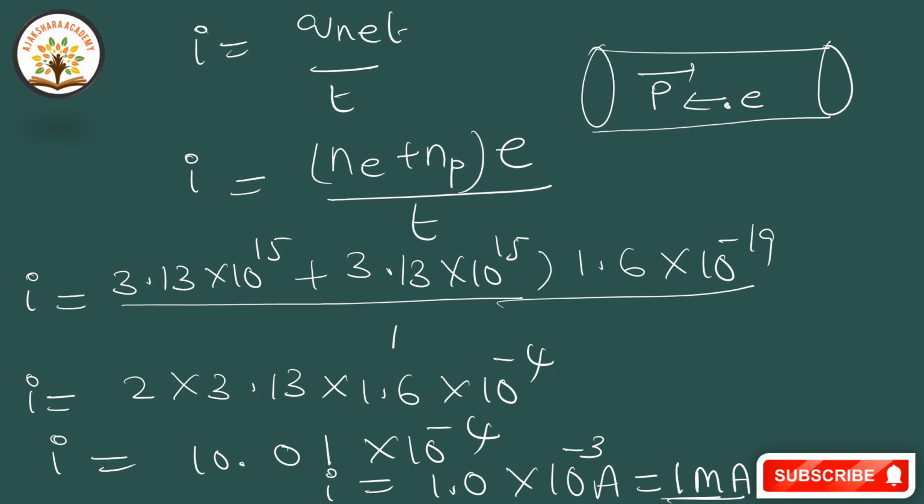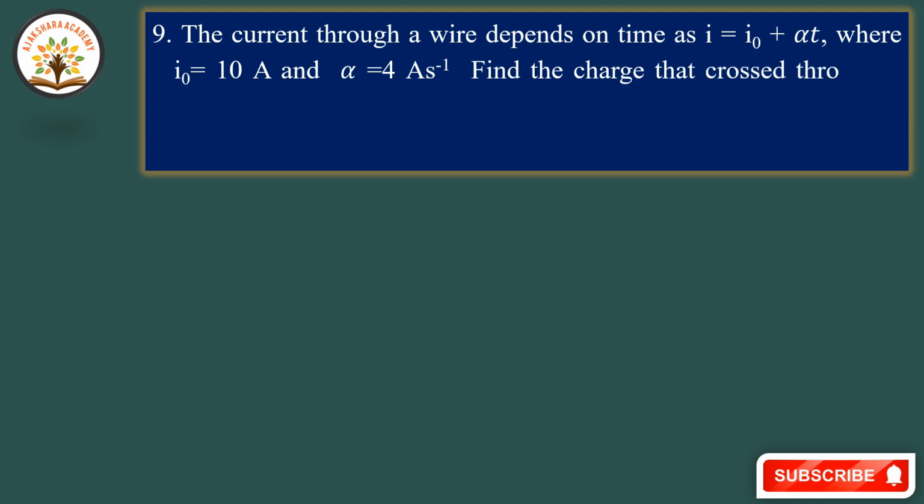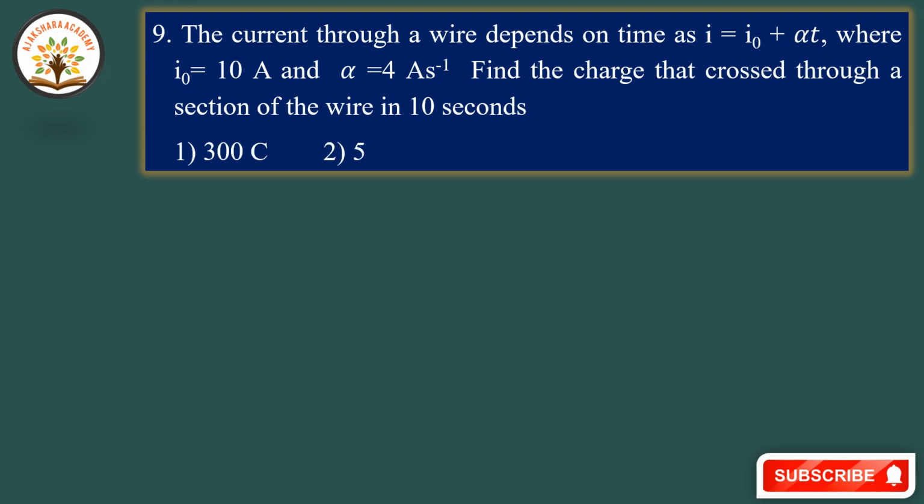Okay. Next we will go to the next question. The current through a wire depends on time as I is equal to I naught plus alpha t, where I naught is equal to 10 amperes and alpha is equal to 4 amperes per second. Find the charge that crossed through the section of the wire in 10 seconds. We have to calculate the charge. Now let us go to the solution.